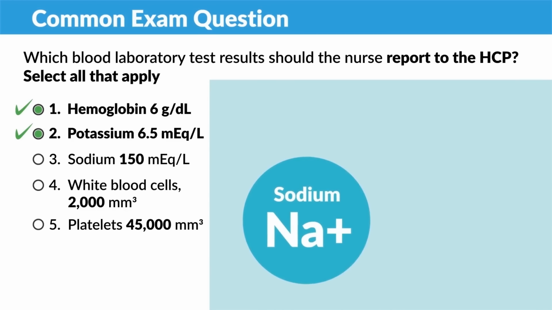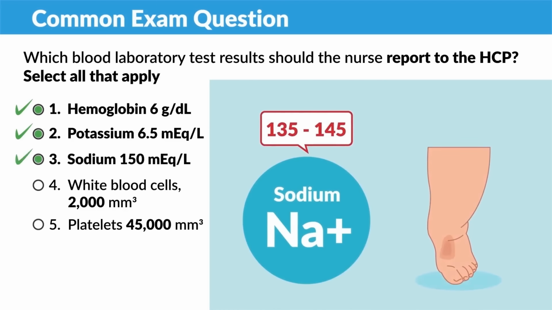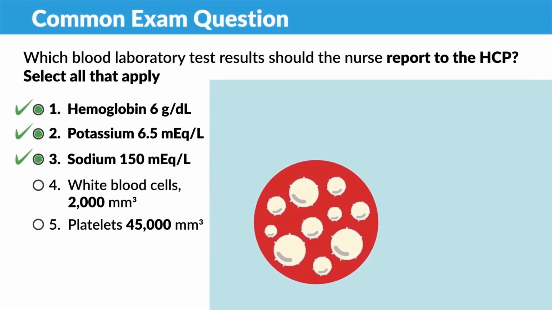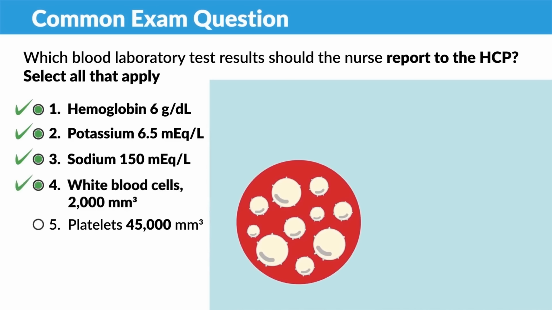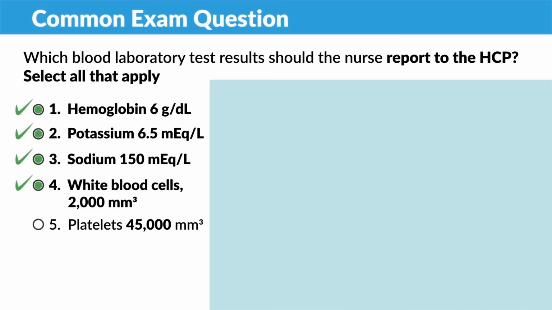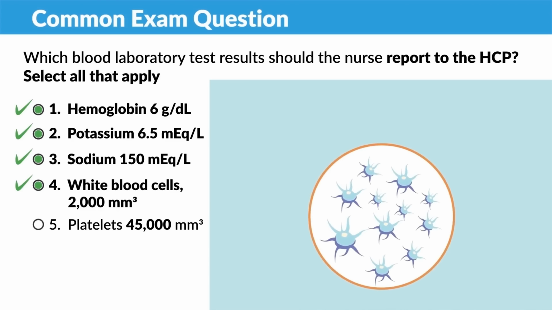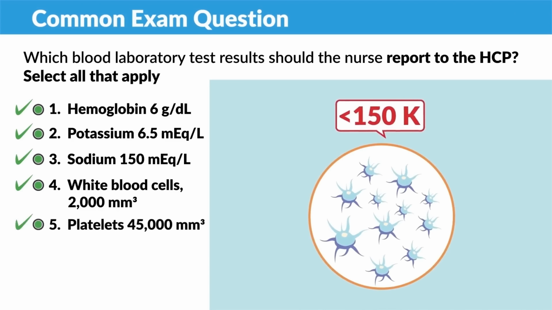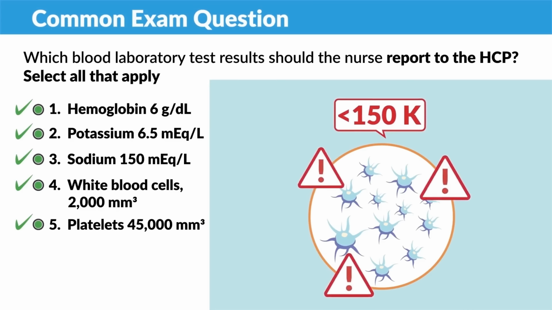How about a sodium of 150? Yes, the normal range is between 135 to 145. Sodium will swell the body here, leading to edema. And white blood cells of 2,000. Yes, remember, 5,000 to 10,000 is normal. So having less than 5,000 means that we have no defenses. Huge risk for infection here. And lastly, a platelet level of 45,000. Yes, anything less than 150 gets very risky. Now, that was a little bit tricky because we haven't covered platelets yet, but we'll do that right now.